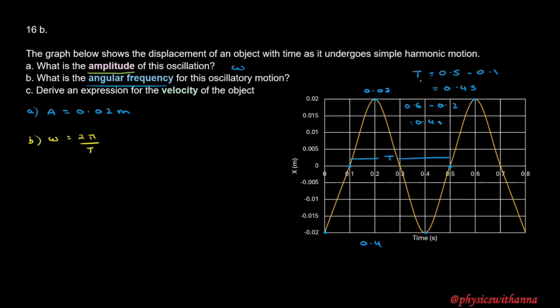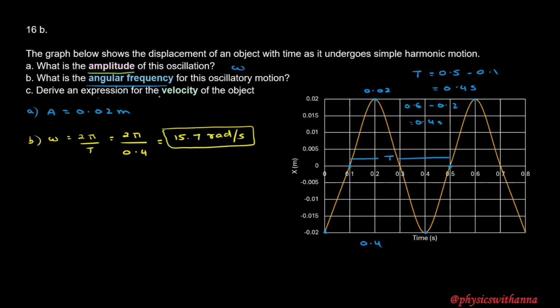So time period T for one oscillation is 0.4 seconds. We substitute that here. So we get omega equals 2 pi over 0.4, which is 15.7 radians per second.